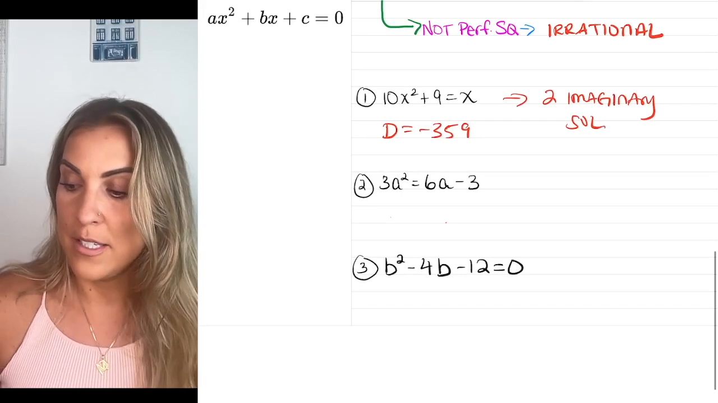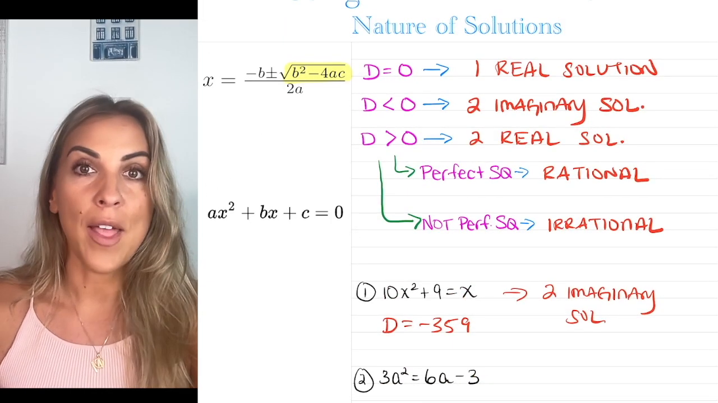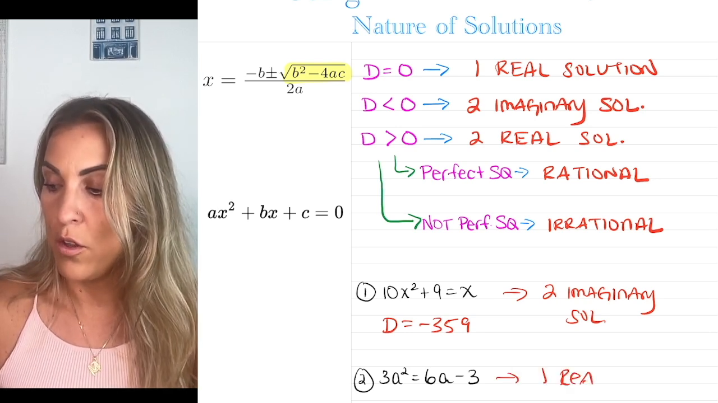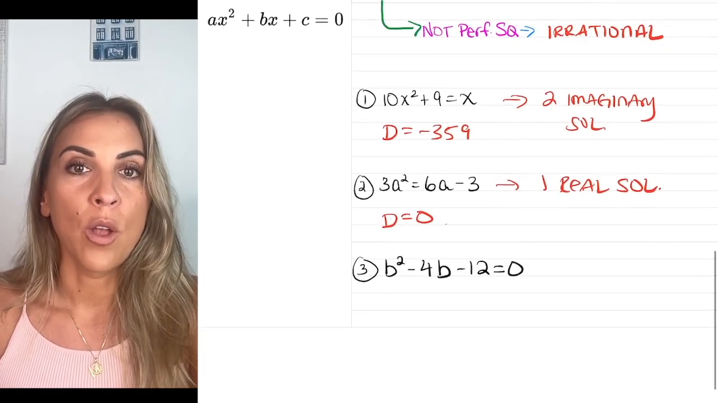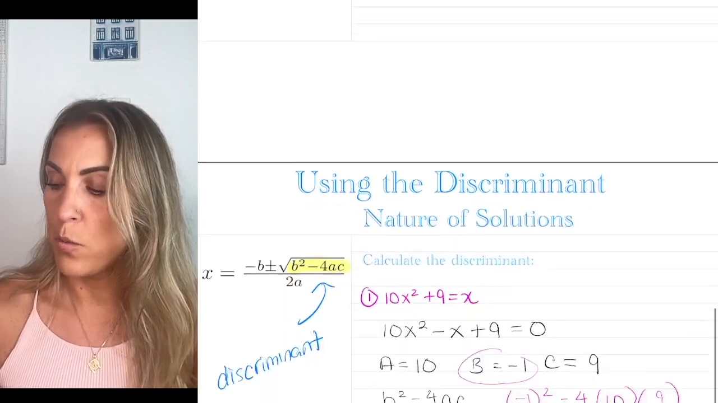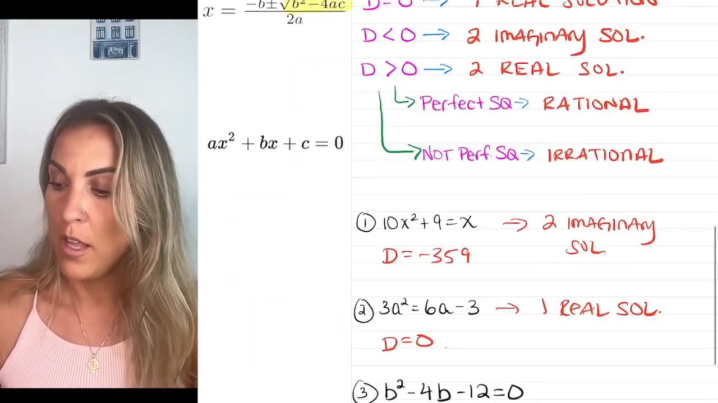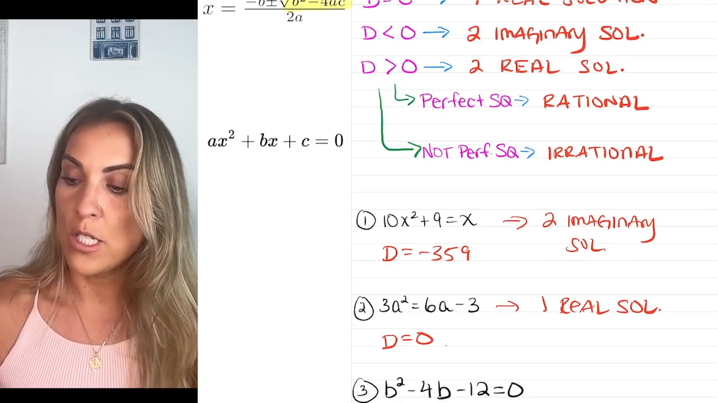All right. Number 2, when we did the work down here, we found that our discriminant was 0. So if the discriminant was 0, let's look at our key again. What does that tell us? That tells us that there is going to be 1 real solution for this quadratic. And lastly, we had x squared minus 4x minus 12. After doing the work, we got a discriminant of 64.